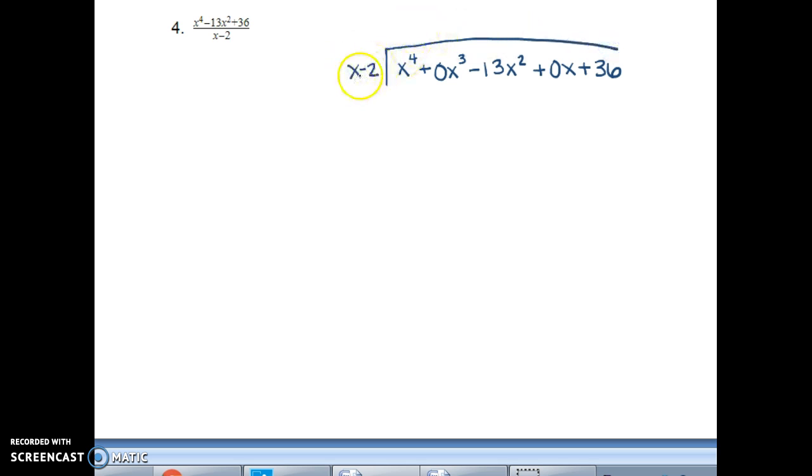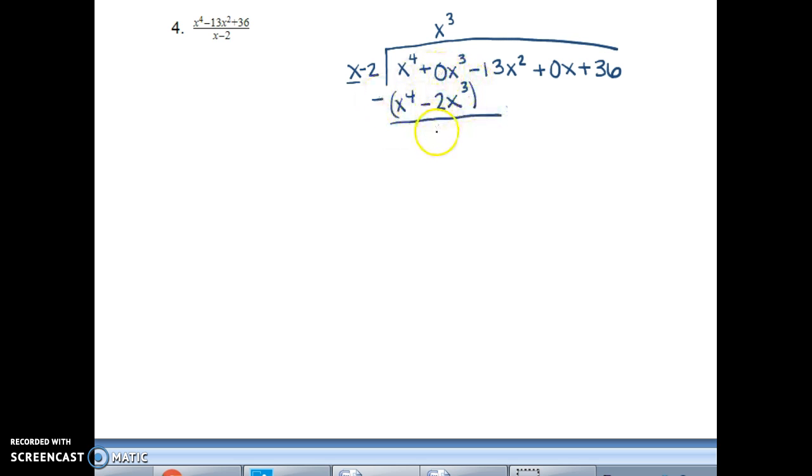This is our 4th example. When you have this one, notice there's no x cubed and no x, so we must do placeholders. So this is going to be x to the 4th plus 0x cubed minus 13x squared plus 0x plus 36. So you have to have placeholders again for any missing exponents or missing powers, divided by x minus 2. So how do you make an x become an x to the 4th? With an x cubed. x cubed times x is x to the 4th. x cubed times negative 2 is negative 2x cubed. Then you subtract.